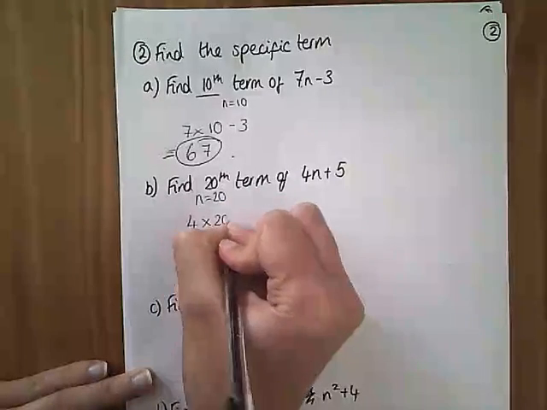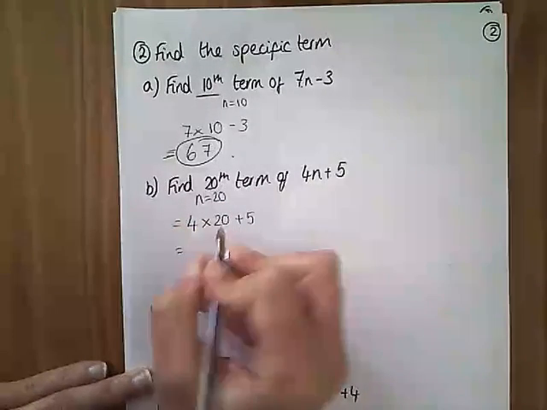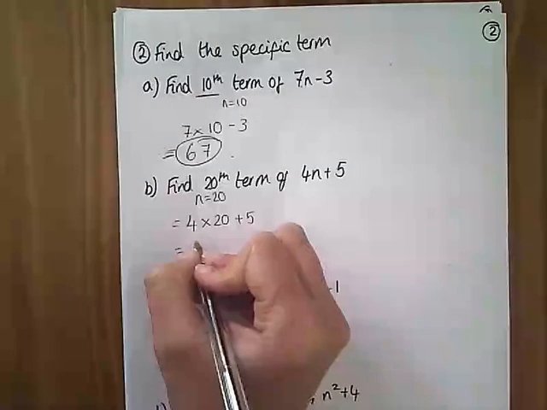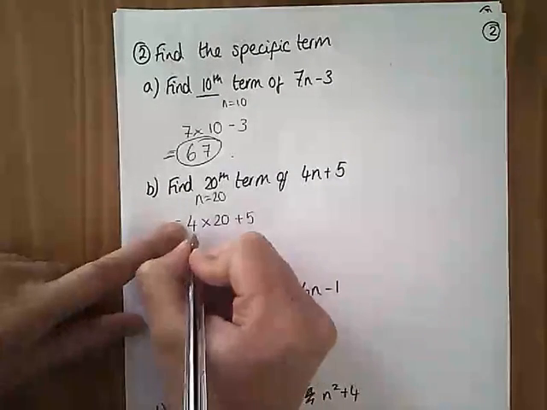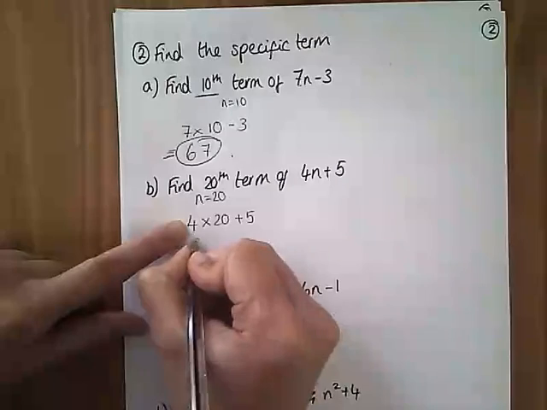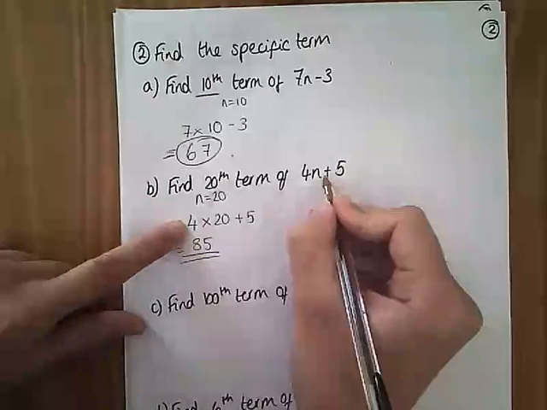Here, I want to find the 20th term, n is 20, so I just do 4 times 20 plus 5. Make sure you write that step out, what calculation you're doing, and then the examiner will know to give you the marks. For method, 4 times 20 is 80, plus 5, 85. So the 20th term of that is 85.